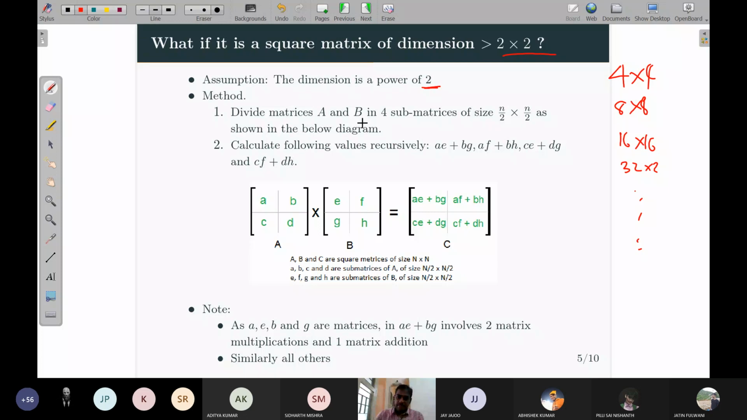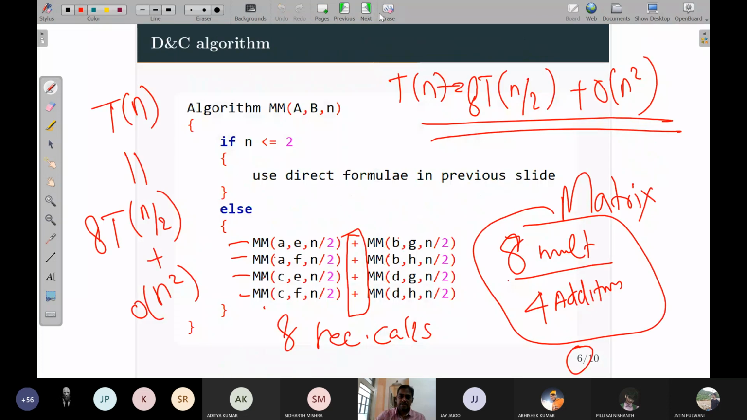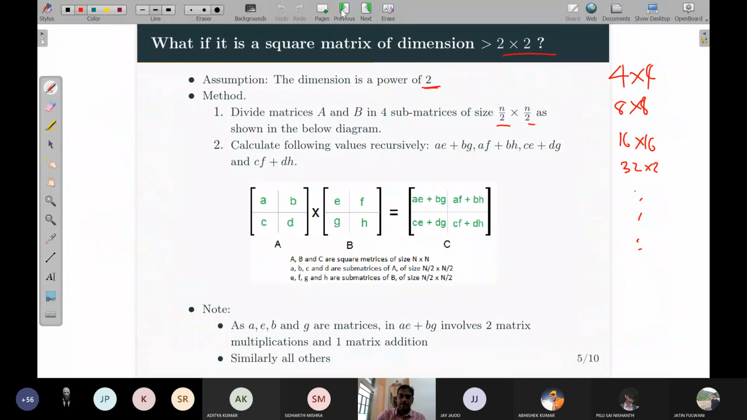Now divide the matrices A and B into 4 submatrices of size n by 2 cross n by 2, as shown in the below diagram. So this is the diagram. If you have a large matrix like this, I will just tell you the case.